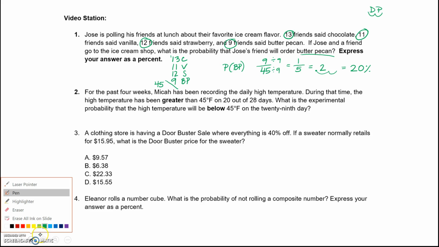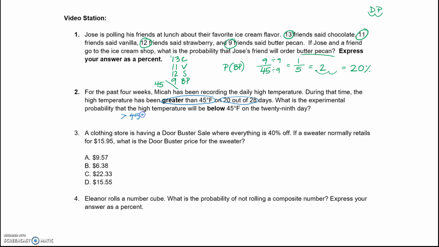All right, so number 2 says, for the past 4 weeks, Micah has been recording the daily high temperature. During that time, the high temperature has been greater than 45 degrees on 20 out of 28 days. What is the experimental probability that the high temperature will be below 45 degrees on the 29th day? Okay, so they've said that it's going to be greater than 45 degrees on 20 out of 28 days. So greater than 45 degrees was 20 out of 28. But we want the probability that it's below 45, okay?